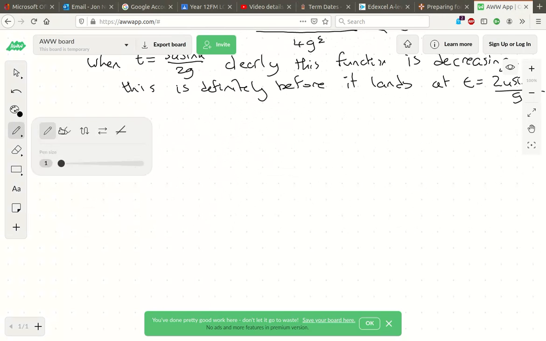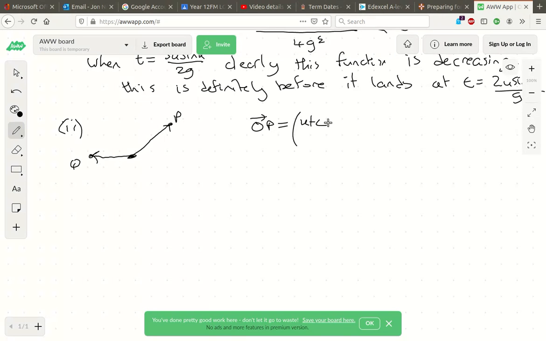Now part two is a bit trickier. The way I did part two turned out a bit more messy really, but really it's very similar ideas. You've got P and then you've got Q, and we're looking at the vector QP. Now OP's vector is the same as before. OQ's vector, well, that's really easy because that's just going to be minus VT and 0 because it's not actually slowing down or speeding up.